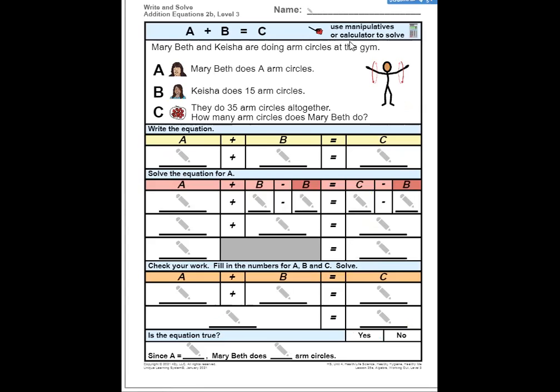And here's our last one. We're going to do this one together just to make sure we work out all of the kinks. What is the first thing we do? What's the first thing? Very good. Mary Beth and Keisha are doing arm circles at the gym. Okay, everything is revolving around the gym today. Gotta stay strong. Okay, let's check out A. First step, we're gonna write the equation. A. Mary Beth does A arm circles. How many arm circles does Mary Beth do?